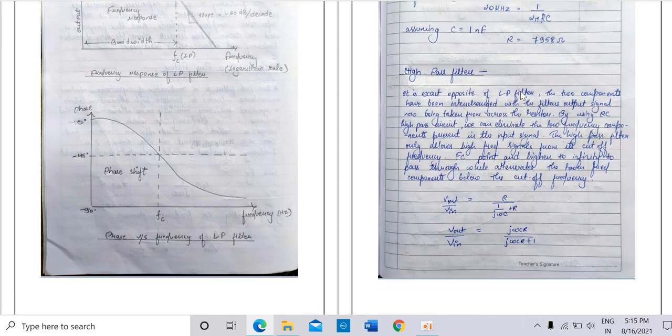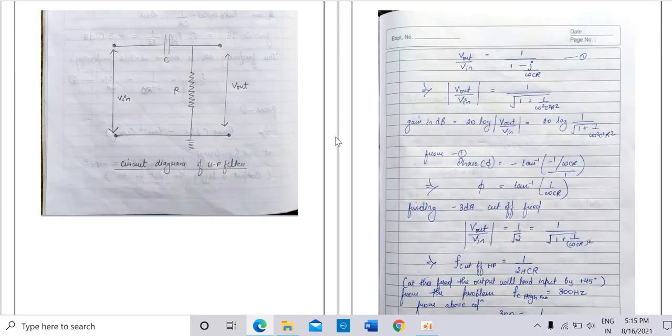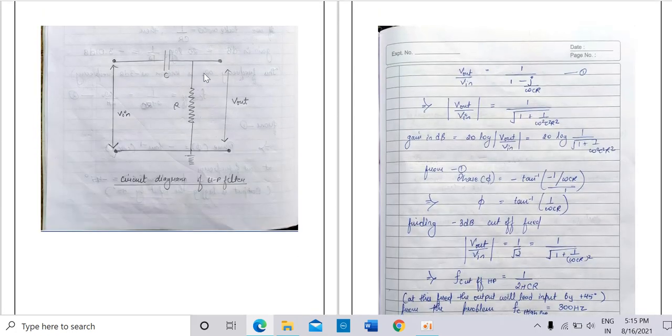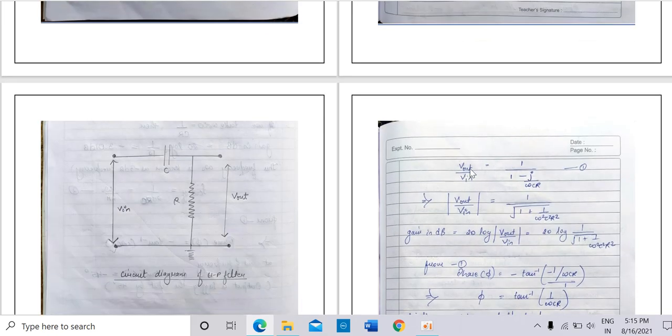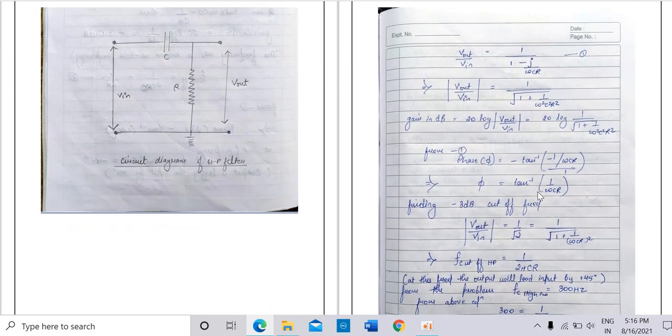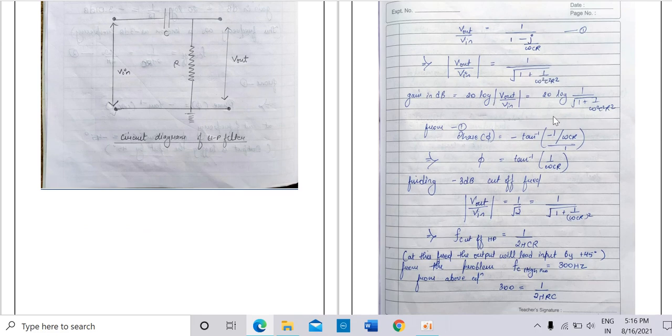Now talking about the high pass filter. For the high pass filter, we just interchange the resistance and the capacitive components. Here we take V output from the resistance side. So the gain is V out by V in equals 1 minus j omega CR. I have further simplified it and calculated the phase. For the high pass RC filter, the phase angle is tan inverse 1 by omega CR. And as we know, at the 3 dB frequency our gain becomes 1 by root 2.